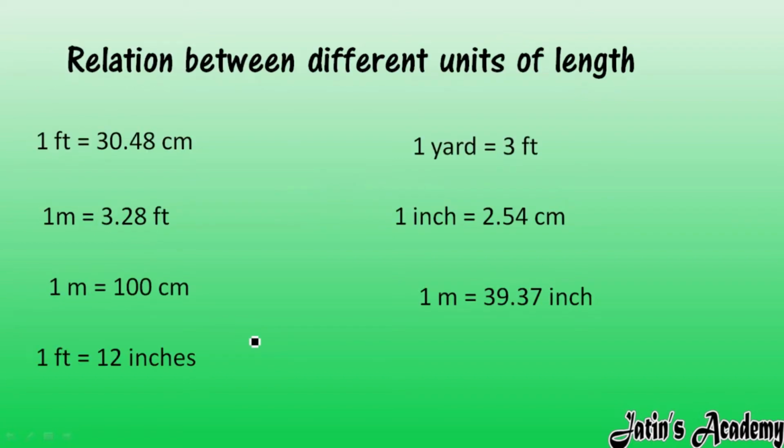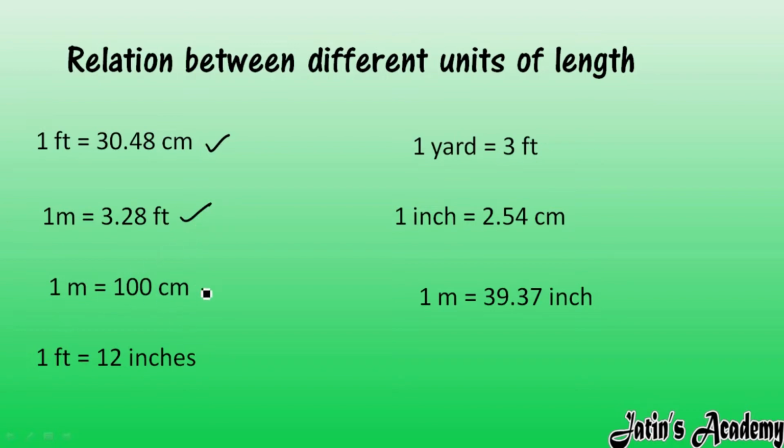Next we have the relation between different units of length. Many other units are there, like inches, meter, centimeter, feet, yard. Now we will see the relation between different units of length. The first relation is 1 feet is equal to 30.48 centimeter. These are relations you have to learn. 1 meter is equal to 3.28 feet.